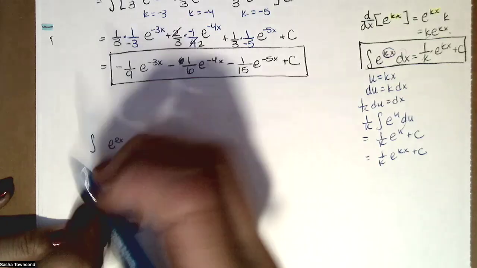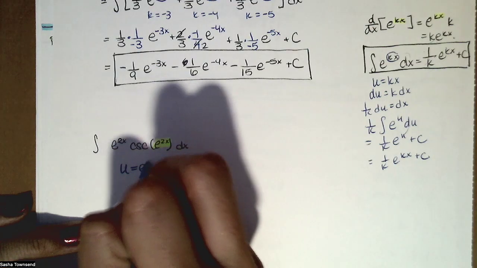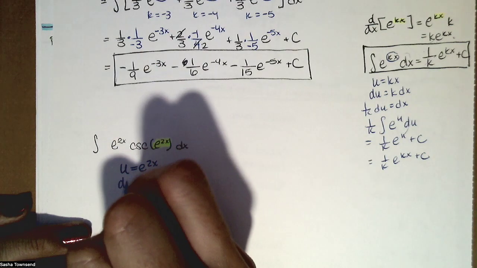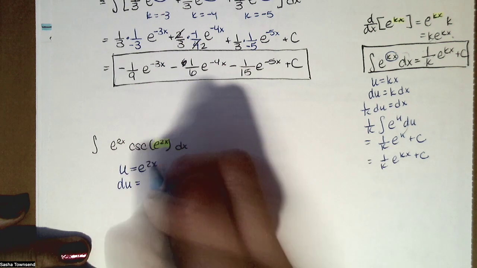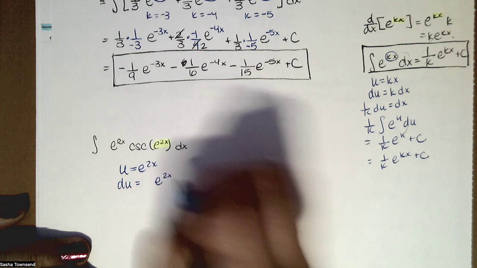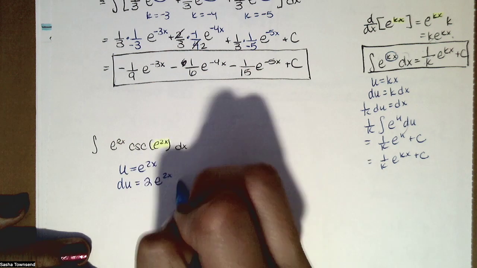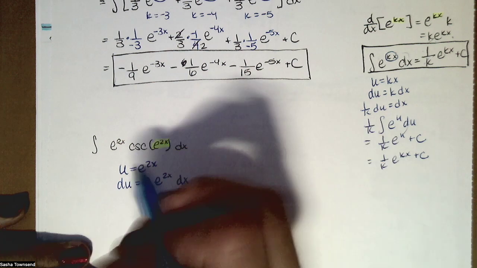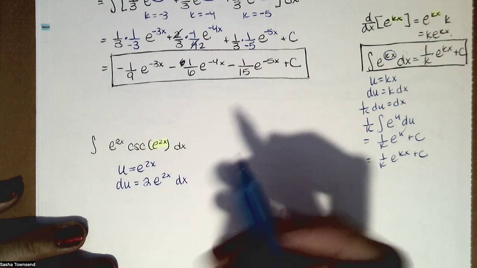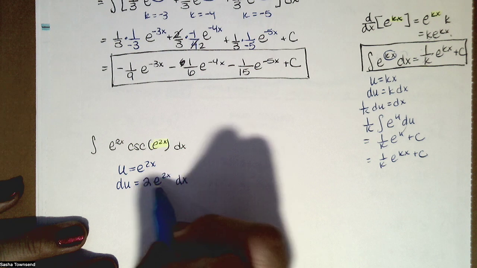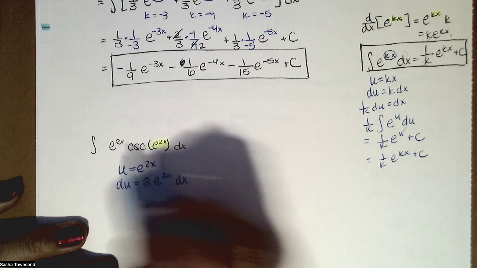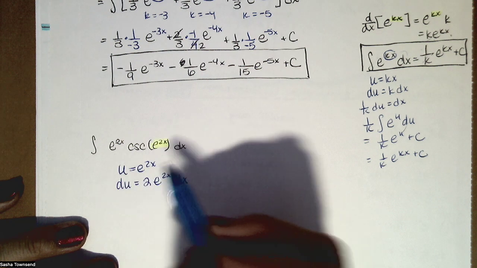So we'll have u equals e to the 2x, and then we'll compute du. du is the derivative of e to the 2x, which is e to the 2x, times the derivative of the inside, which is an extra 2, times dx. So in order to evaluate this, I need to write everything here in terms of x.